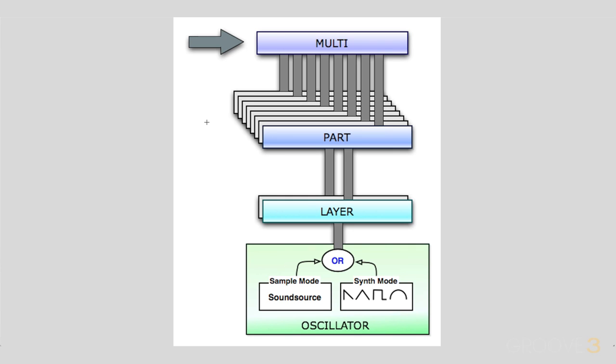Now at the very top, Omnisphere is a multi-timbral software instrument, so we work within a multi. Even if we're only using one sound, one part, we're always working within a multi. In a multi, you can load and play up to 8 different sounds, and they're called parts here. So a multi consists of 8 sounds, each on their own unique MIDI channels, or they can share MIDI channels for layering, but up to 8 parts exist in a multi.